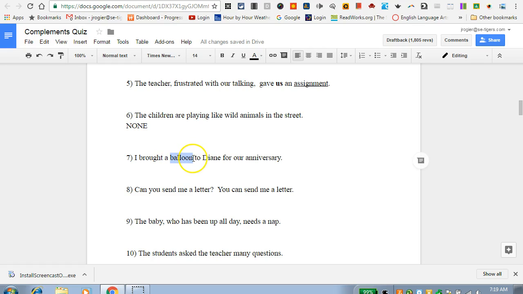I brought a balloon. Now again, notice Diane is after balloon, so she is not an indirect object there, so it's just balloon for a direct object. Number 8, I put 2 sentences on here. Either one that you answered was fine. I just wanted to make it look a little clearer for you.